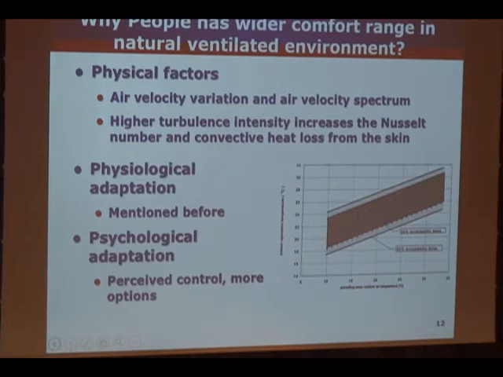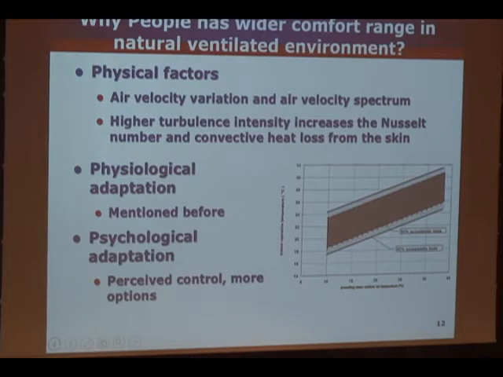We all find that in free-running or naturally ventilated buildings, people have a wider comfort range, just as shown in the adaptive model. That's very different from PMV. What is the reason? We can give three kinds of explanations.